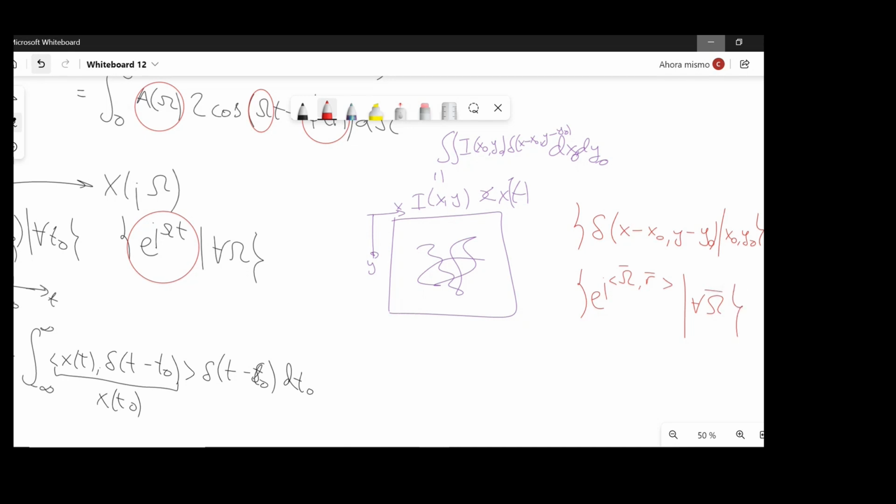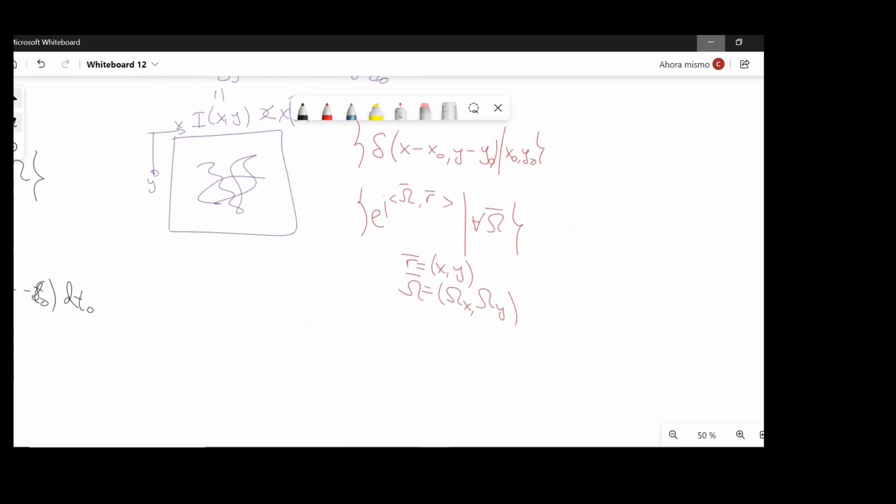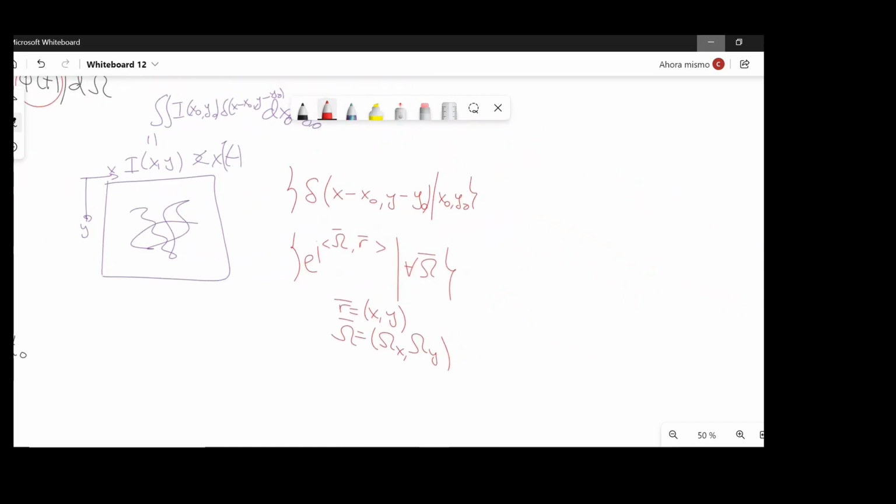Now, if R is a vector that is xy, my frequency vector will have two components: an x frequency and a y frequency. And this inner product is simply the inner product between omega and space, which is omega x times x plus omega y times y.